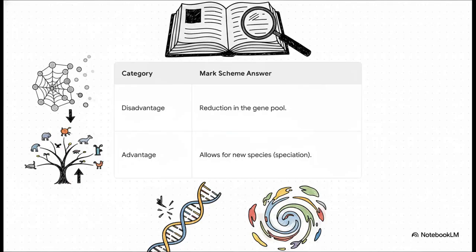For the disadvantage, the key phrase you need is a reduction in the gene pool, which just means you're losing genetic diversity. For the advantage, the perfect answer is that extinctions open up new opportunities in the ecosystem, which allows for the evolution of new species to fill those gaps. If you can use the word speciation here, you're golden. Using those specific terms shows the examiner you really know your stuff.